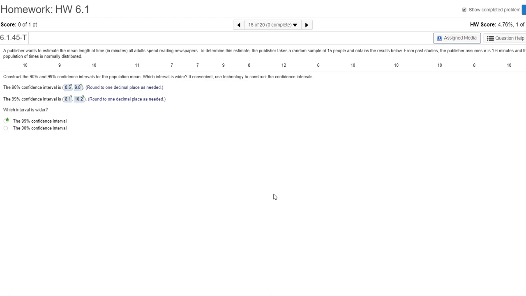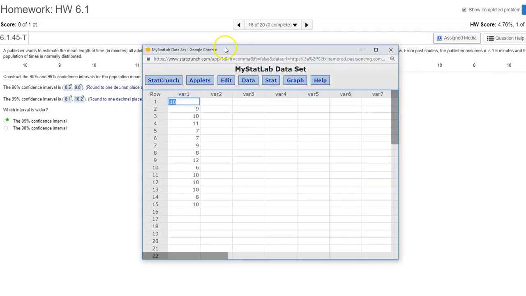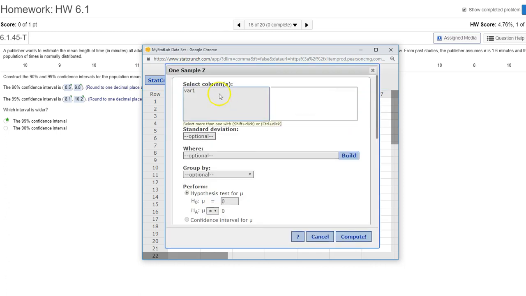It's very important we understand the difference between the data and the summary. I think I discussed that in class. In this case, I have my data 10, 9, 10, 11, 7, 7, and so forth. What I would do is go ahead and open the data in StatCrunch. There you go. And I'm trying to find the confidence interval. So I go to Stats, Z-Stats, one sample. Remember, it's not the summary. They give us the raw data set. So this is my data.